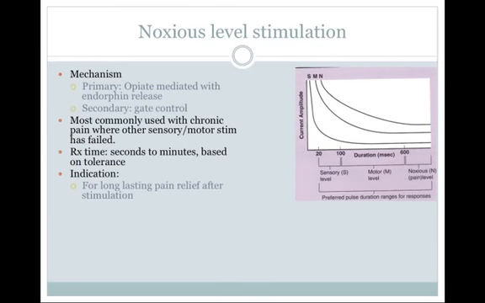Okay, another way to apply this is using what's called Noxious level stimulation. This used to be marketed as a machine called a neuroprobe, and we have one here in the lab, and we'll pull that out and play with it a little bit. But this is most commonly used when someone has chronic pain and where the other types of E-stim have failed. But this is another area that's commonly neglected.